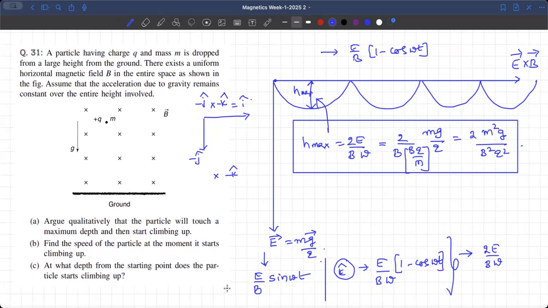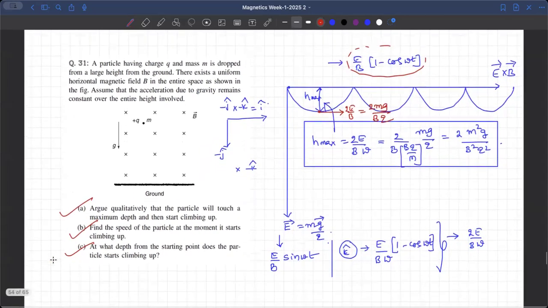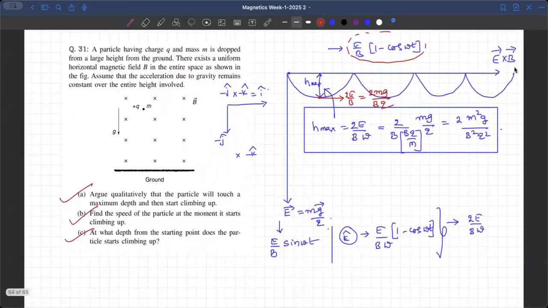Find the speed of the particle at the moment it starts climbing up. Climbing up is happening at this point. You want the maximum velocity. So what is the maximum value of this function? 2E by B. There is no E term, don't forget that. This is nothing but 2mg by BQ. So I have done A, I have done B. At what depth from the starting point does the particle start climbing up? Done C. You can see how simple the solution is.